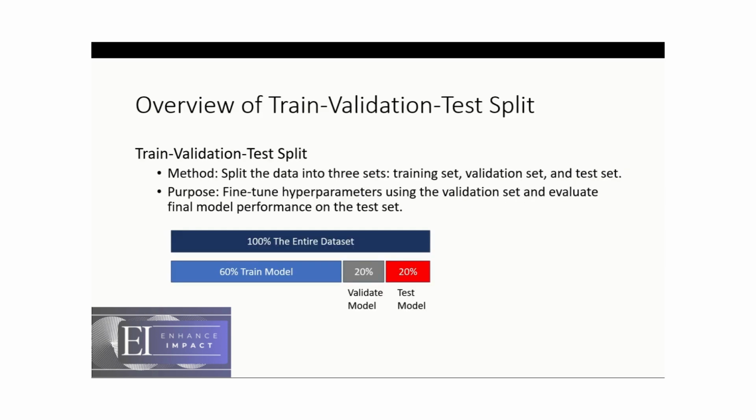The next method is our train validation test split, where we take our 100% data set, the entire data set, and we break it into three parts. Here I have 60% for train, 20% for validation, and 20% for test. So with this method, we use the validation set to fine-tune hyperparameters and evaluate the final model performance on the test set.